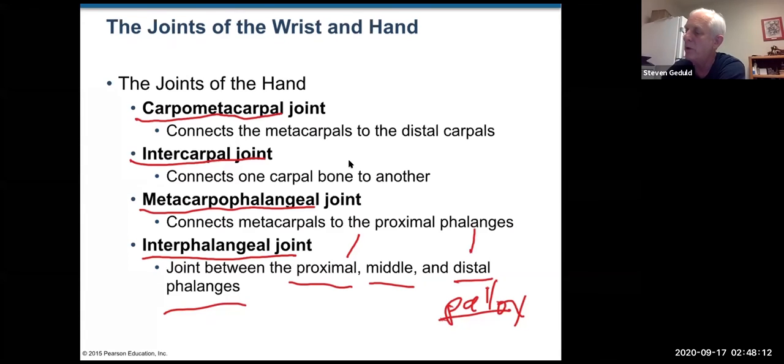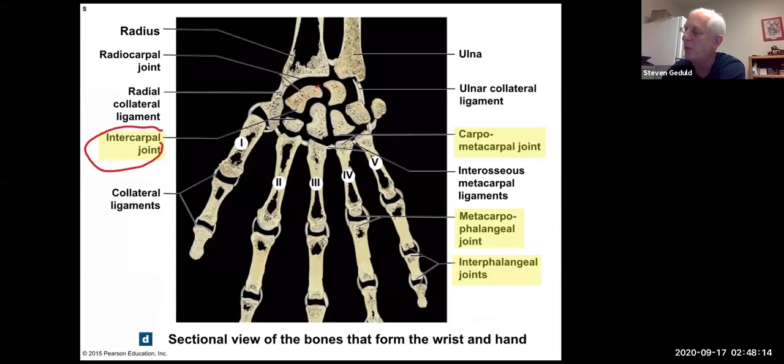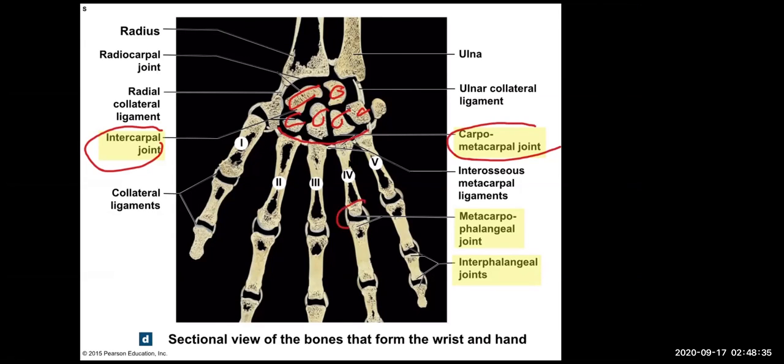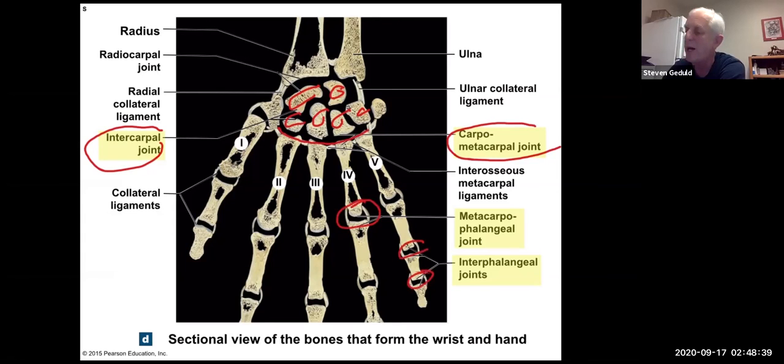Okay. So here are your intercarpal joints between all the carpal bones. Here are your carpal bones, so between those bones, you have intercarpal joints. You have the carpometacarpal joint, which is between the carpal bones and metacarpal bones. Here are your metacarpal bones, and it's this junction right here. Then you have the metacarpophalangeal joints, and then the interphalangeal joints. Three in every digit, except for the pollex, which has two.